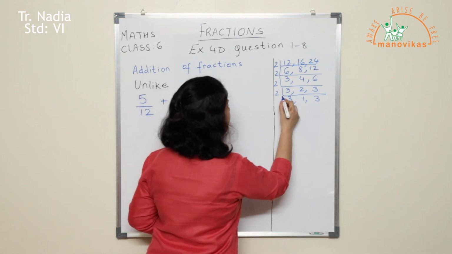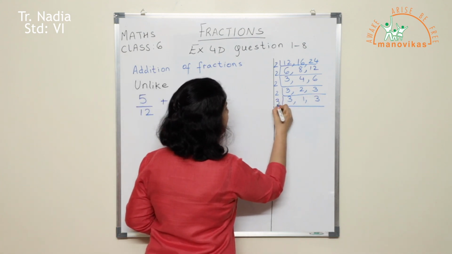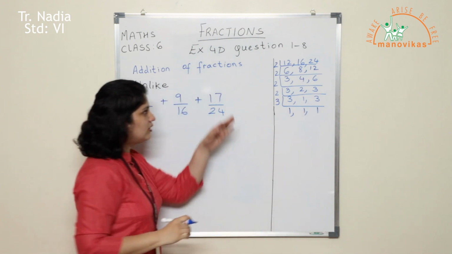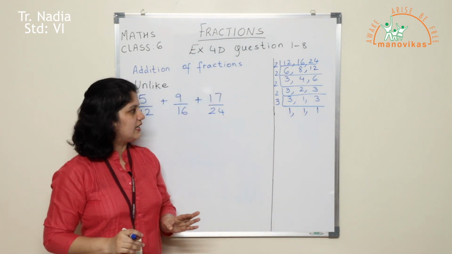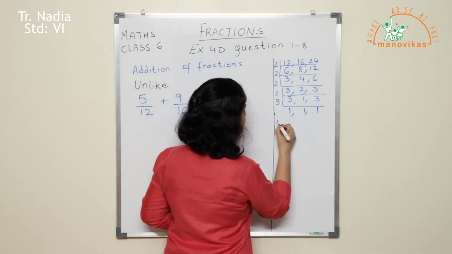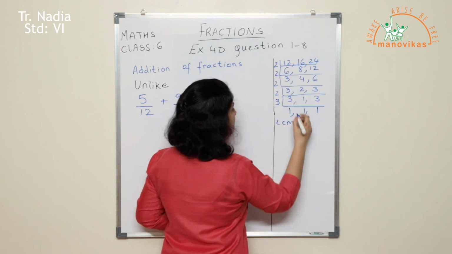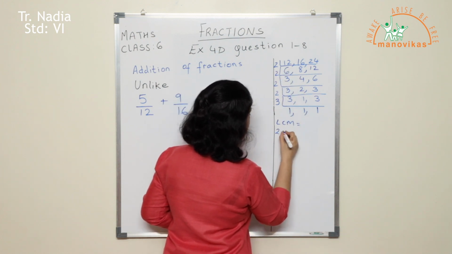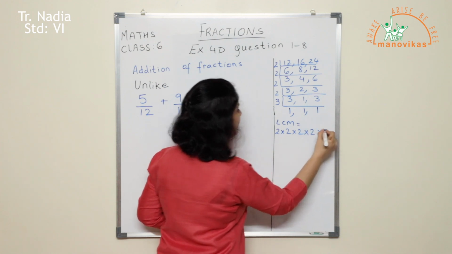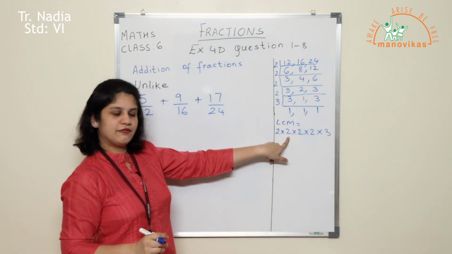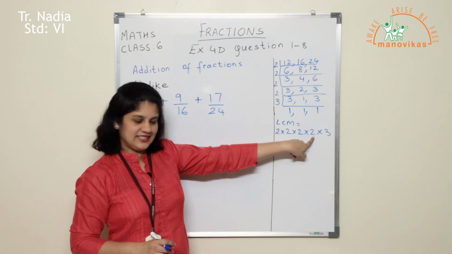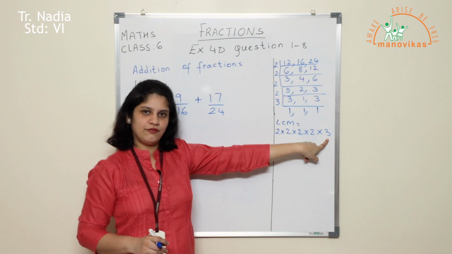So I will go to the next prime number, that is number 3. 3 1s are 3, 1, 1. So the numbers have been factorized and this is going to give me the LCM. So LCM will be equal to 2 multiplied by 2 multiplied by 2 multiplied by 2 multiplied by 3. 2 2s are 4, 4 2s are 8, 8 2s are 16, 16 3s are 48.